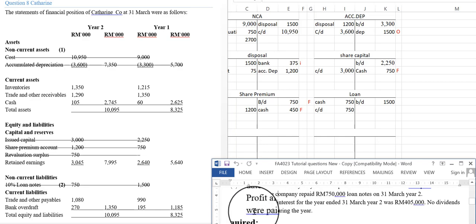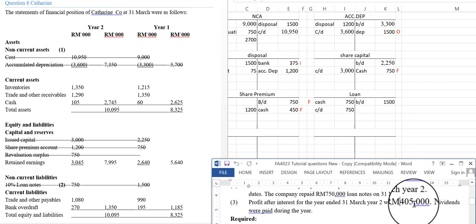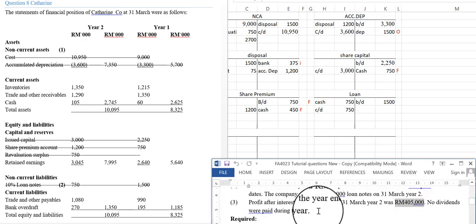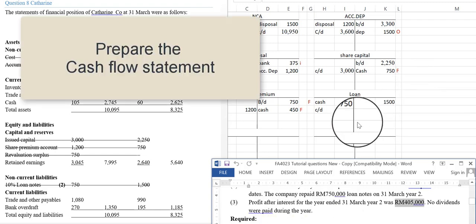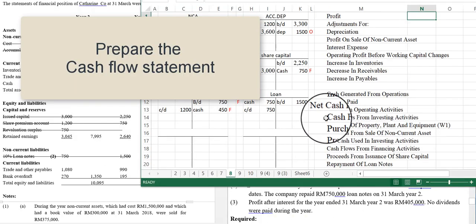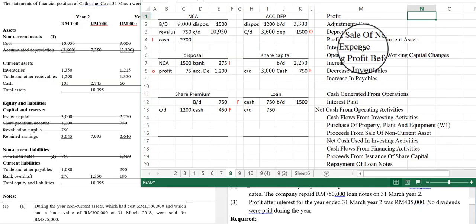Then the last one, profit after interest was 405, no dividend paid during the year. So in this case, retained earnings is not required because you already have the profit after interest figure and no dividend was paid for the year. Okay. We shall prepare the cash flow statement.